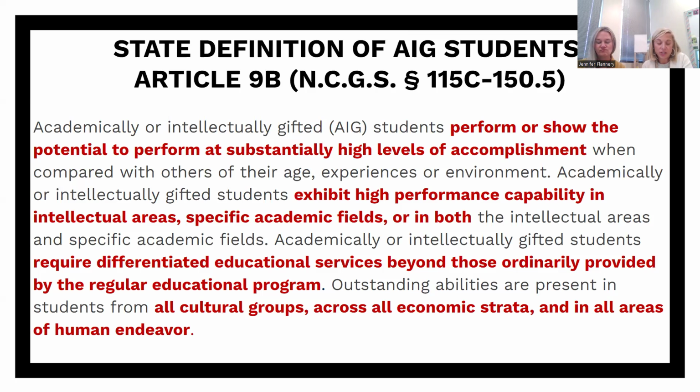They do require differentiated services, which we recognize, and we know that they have advanced learning needs, just like other students across our schools. So when their needs aren't met, we could see them disengage, or we could see them acting out, or just underperform to the standards that we know that they can reach. So it is very important that we identify these kids so we can meet their needs in the same ways. We know that giftedness is present across all cultures, economic strata, and areas of human endeavor.